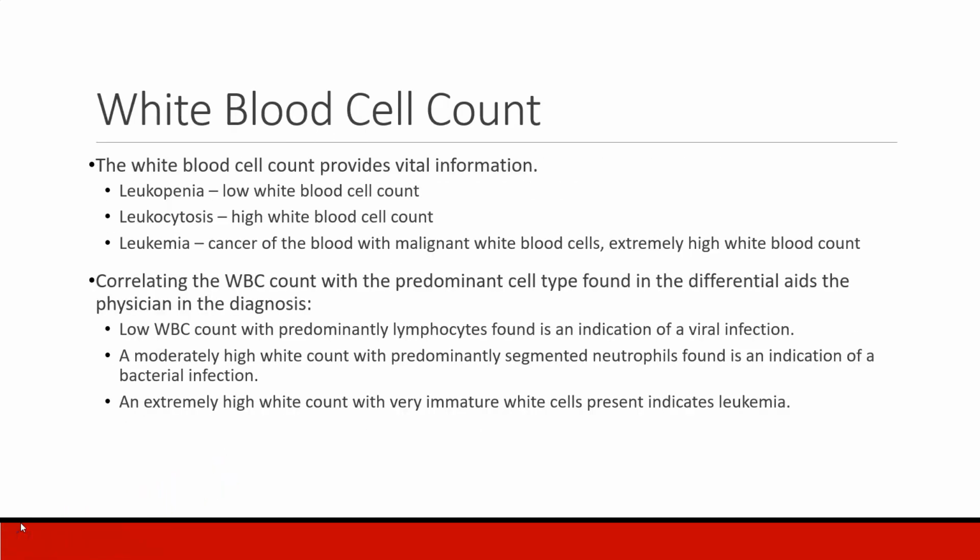Let's talk about the white blood cell count. The white blood cell count provides vital information to the clinician. Leuko means white blood cell. So leukopenia is a low white count, leukocytosis is a high white count, and leukemia is cancer of the blood with malignant white blood cells, and it has an extremely high white blood cell count.